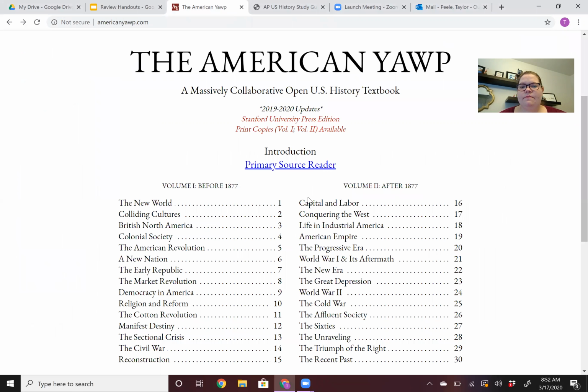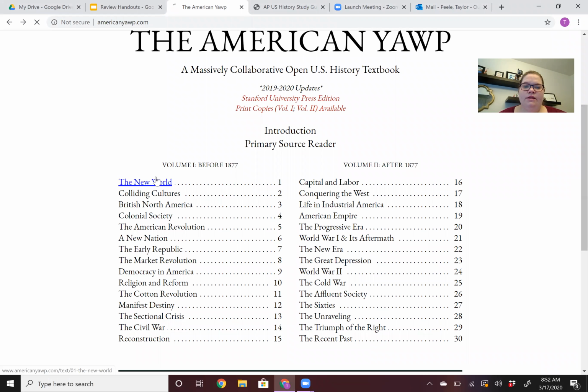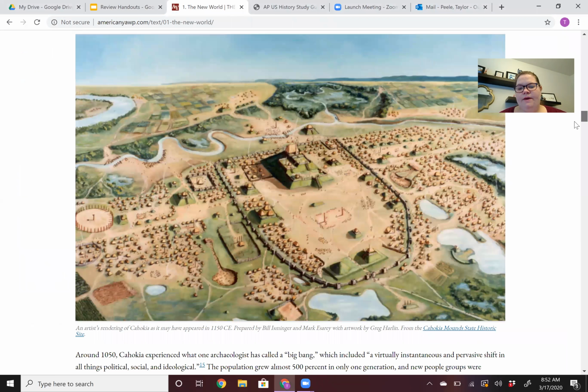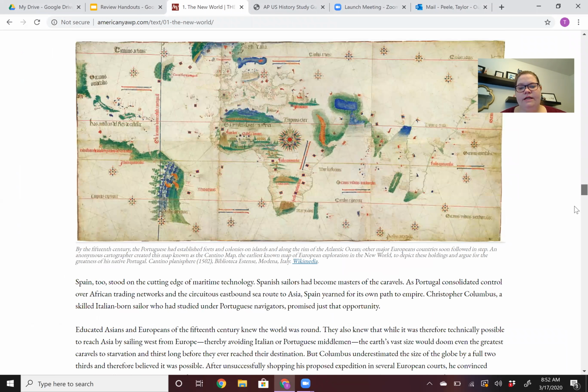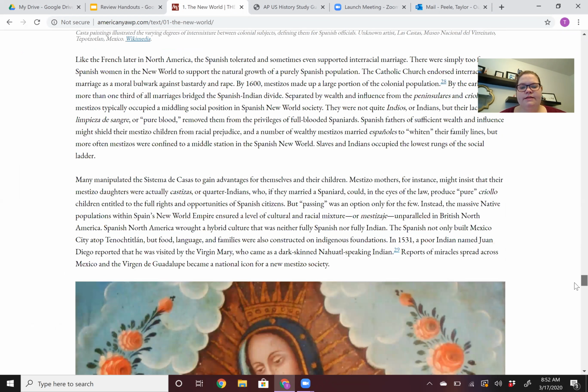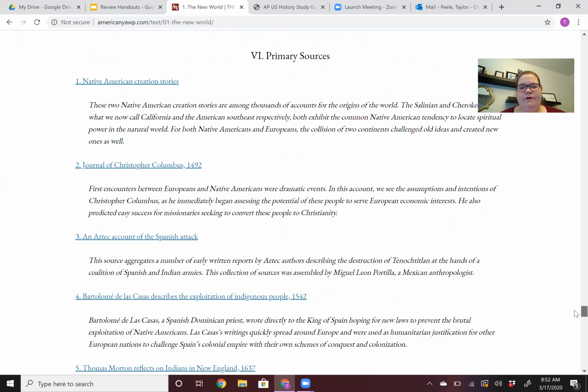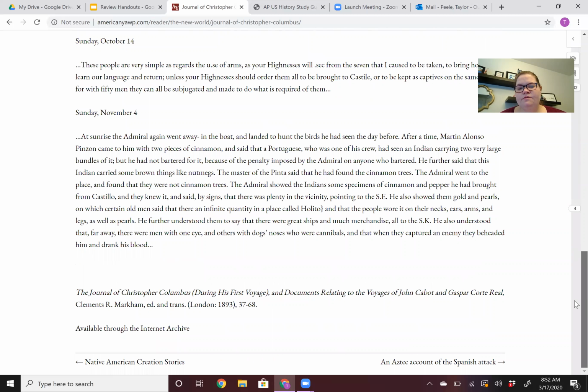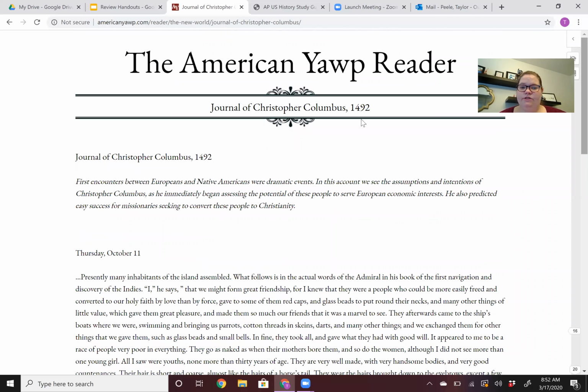So if you go to the American Yawp, which is the textbook that we started with early on, any unit that you click on, you can scroll to the bottom of that page, under all of the reading and textbooky stuff, and there will be primary sources. So for example, here you can look at the Journal of Christopher Columbus, and just exposing yourself to those, reading through it, and stopping occasionally to figure out what they're talking about will help to keep your brain sharp when it comes to analyzing and interpreting things.